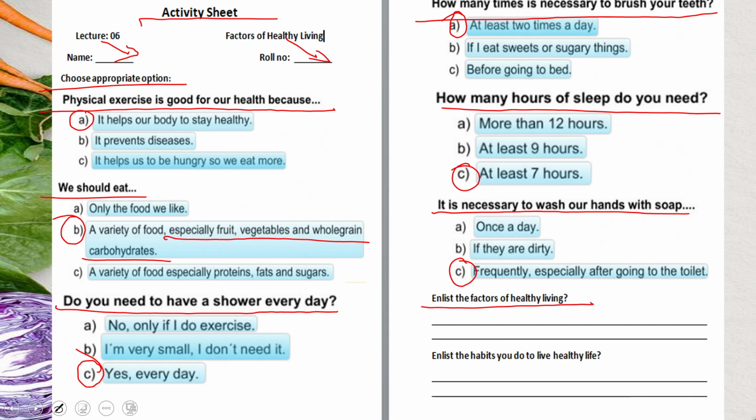Okay, enlist the factors of healthy living: balanced diet, deep sleep, then comes exercise, physical exercise. These all are very important for healthy living.